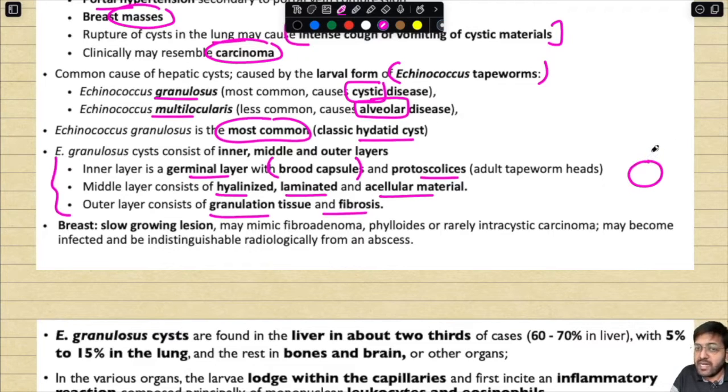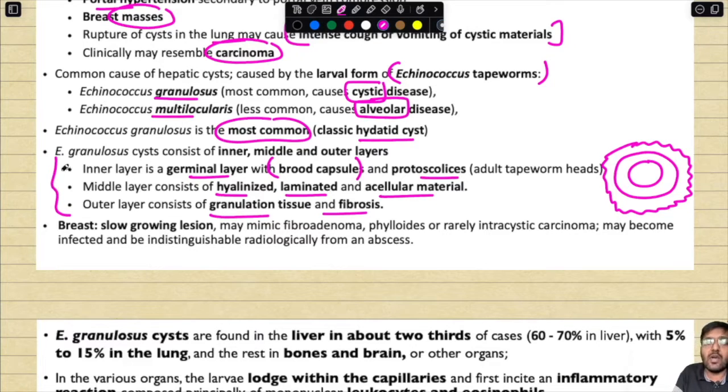Okay, the inner germinative layer gives rise to the protoscolices, brood capsule, and finally the daughter cyst. The second layer is basically the hyalinized, laminated acellular layer, and the third is basically the reaction of the host to this particular cyst, formed by granulation tissue and fibrosis. So there are three important layers of the hydatid cyst. Remember this point. Okay, it's a very, very important exam question.